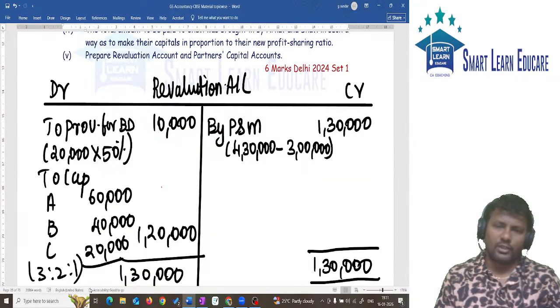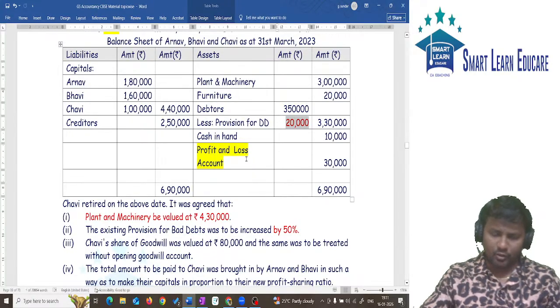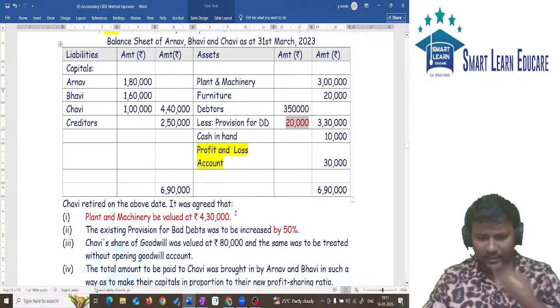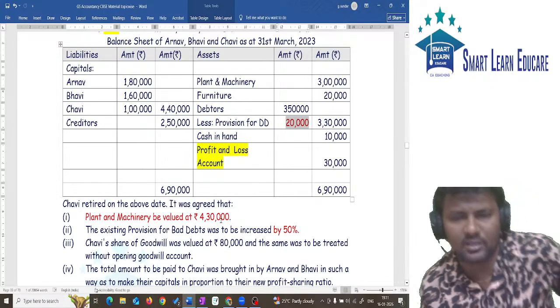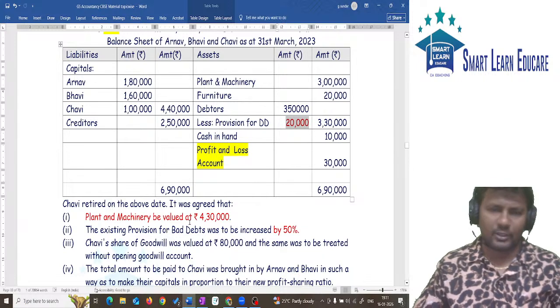50% of provision, existing provision. We have existing provision of 20. This 20 provision, in provision we have, it has been increased to how much percentage? 50%. So we calculated 20,000 into 50%.